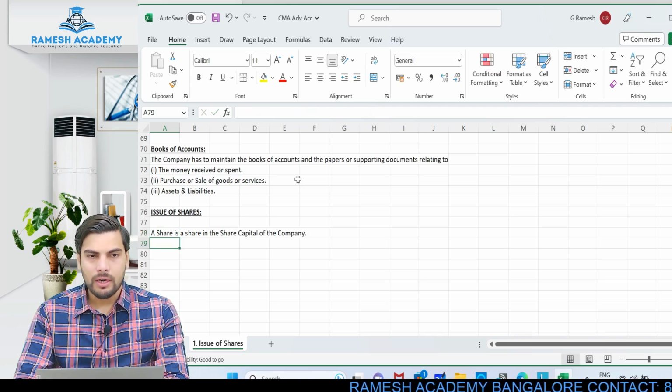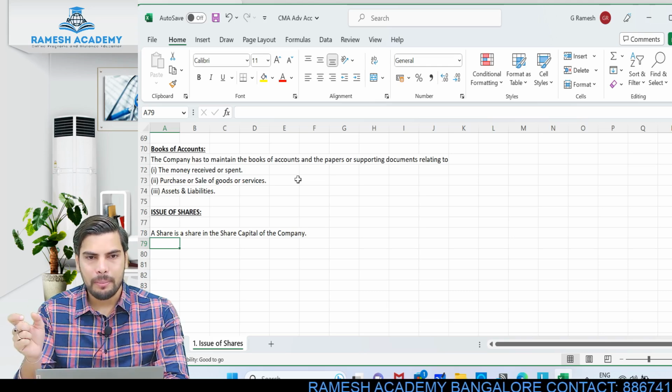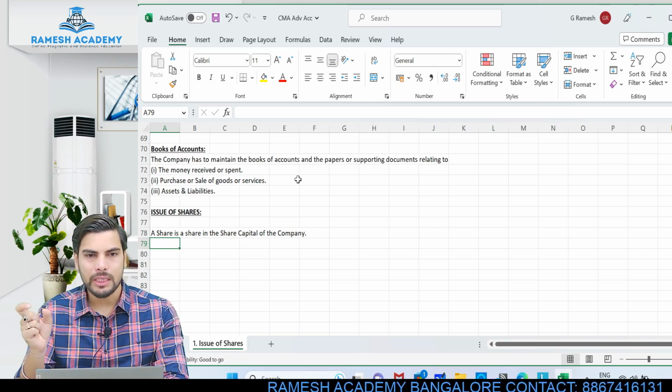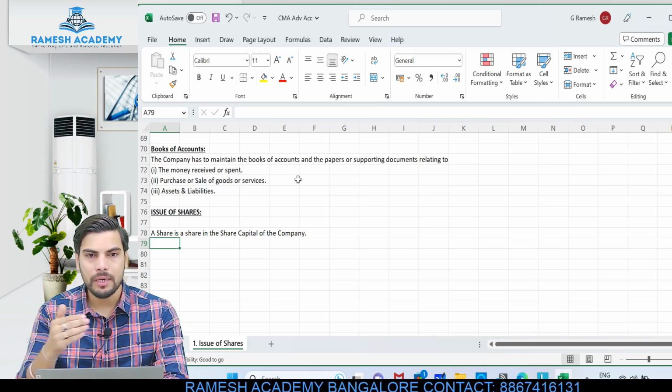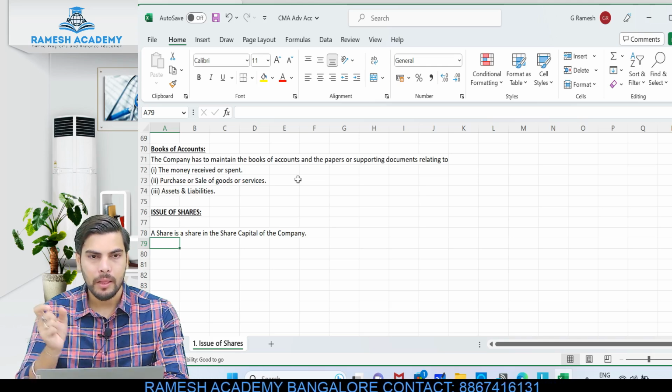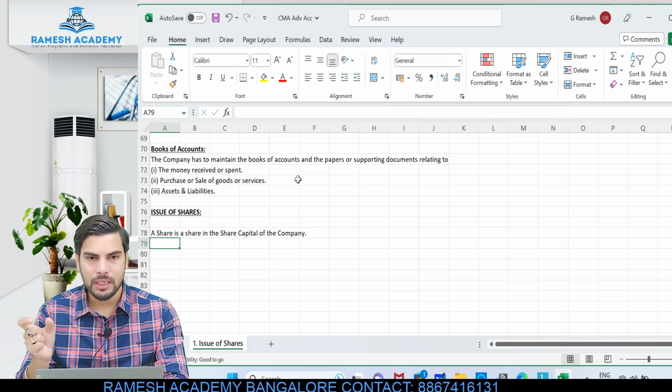Clear? Now let us say the total company share capital is 10 lakh rupees. So 1 lakh shares of rupees 10 each. Okay, so this 10 lakh rupees of share capital will be divided into small shares. So this 1 lakh number of shares would be called as shares.